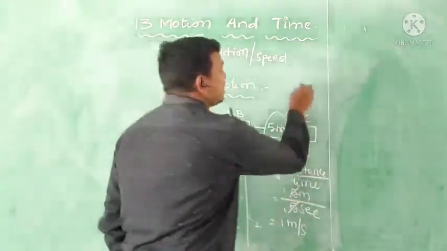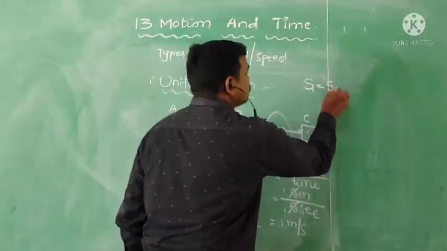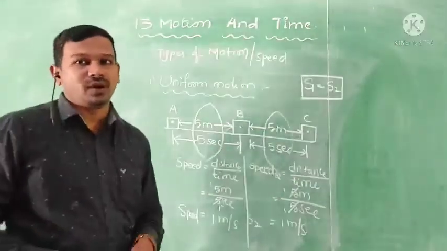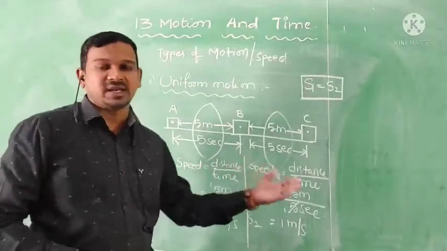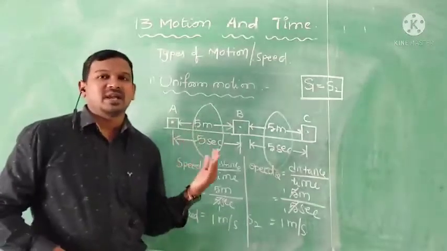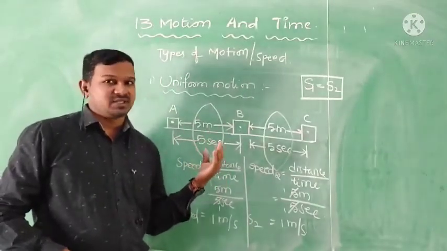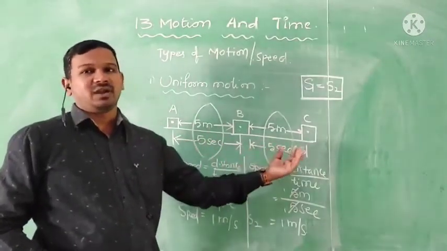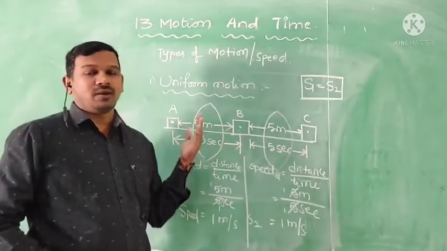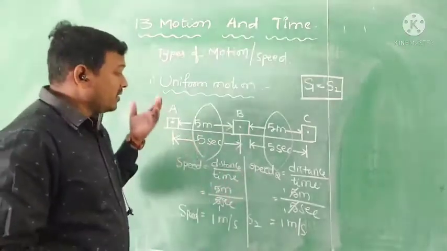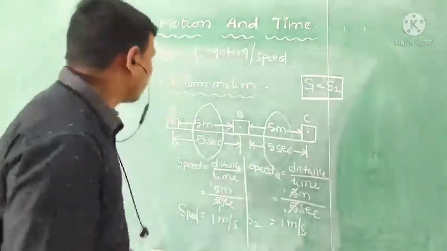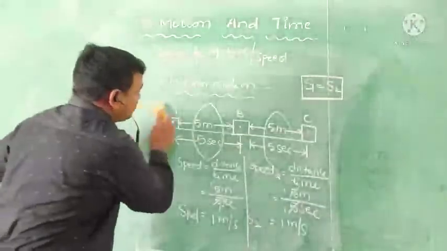So we can write here S1 is equals to S2. It means the body is maintaining uniform motion throughout its journey. So what is this uniform motion? If the body is covering equal distances in equal intervals of time, then the body is said to be moving in uniform motion. Now we are going to write the definition once. Later we are going for the non-uniform motion.